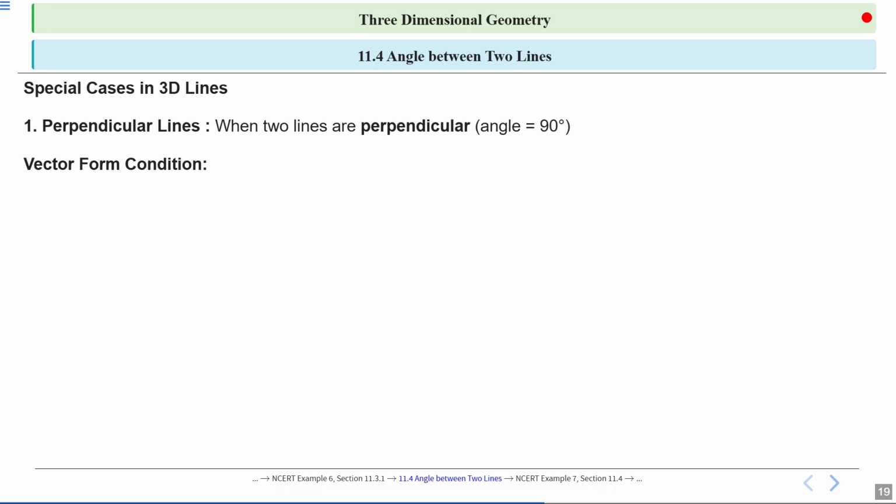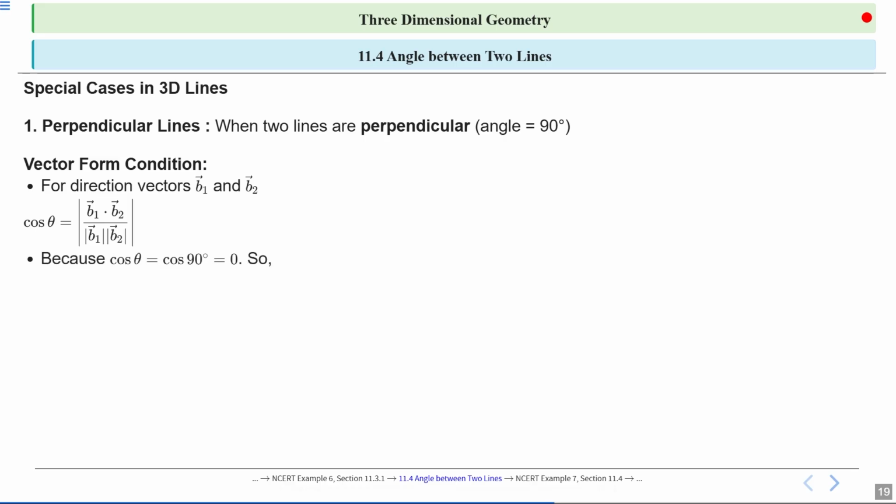To analyze perpendicularity in 3D, we use the vector form. So for direction vectors b1 and b2, these vectors show the direction each line points in space. So we will use this to check if the lines are perpendicular. The formula to find the angle between two vectors is cos theta equals absolute value of b1 dot b2 divided by magnitude of b1 times magnitude of b2.